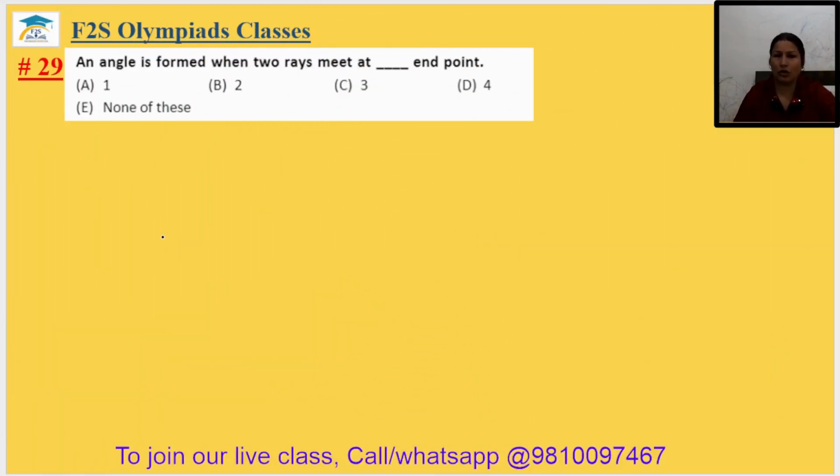Grade 5 Silver Zone Comprehensive Book, Chapter 7, Video Part 3. Question number 29. An angle is formed when two rays meet at dash endpoint, at one endpoint only. Option A. 29th answer is option A.